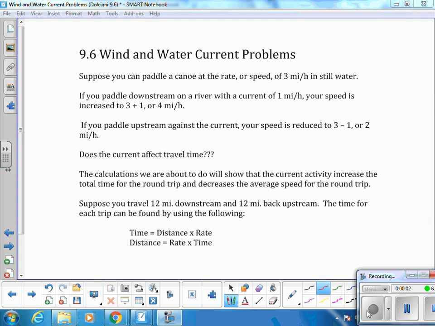All right, we're going to continue working on system of equations, in particular with wind and water current problems. So let's start off with water. Suppose you can paddle a canoe at the rate or speed of 3 miles per hour in still water. Well, if you paddle downstream on a river that has a current traveling at 1 mile per hour, your speed then is increased. You've got your original 3 plus the current pulling you along. You now move at 4 miles per hour in that situation.